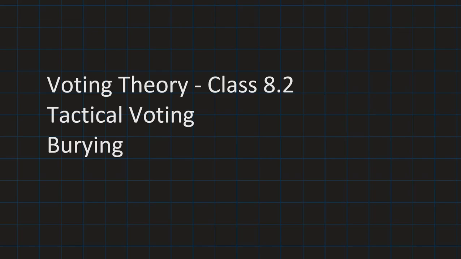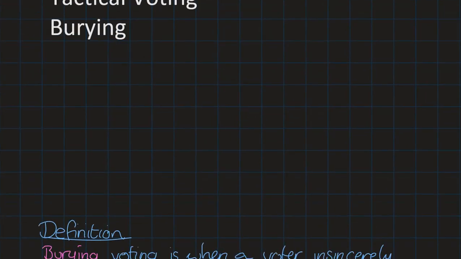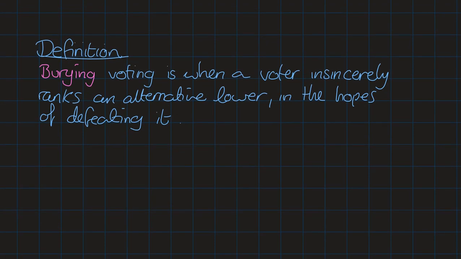In this video we're going to talk about the final form of tactical voting. This time we're going to talk about burying tactical voting. So let's go straight to the definition. Burying tactical voting is when a voter insincerely ranks an alternative lower in the hopes of defeating it. Okay? And burying tactical voting is mainly used when there's some sort of point-based system.